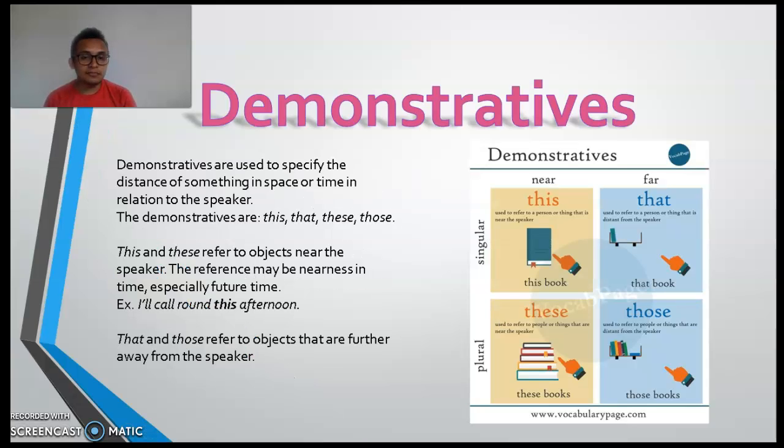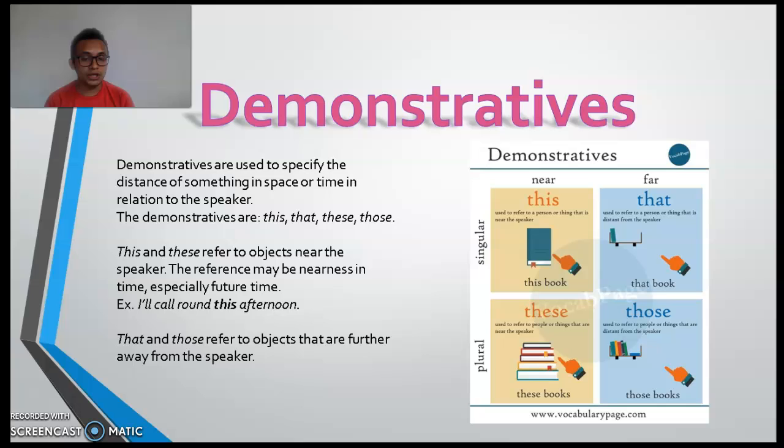Now, demonstratives are used to specify the distance of something in space or time in relation to the speaker. The demonstratives are this, that, these, and those. So it's important for you to identify the specific demonstrative we're going to use according to the distance that we are to the object we are referring to.